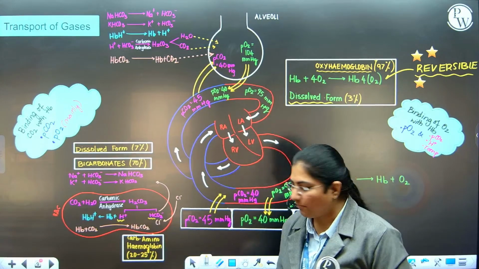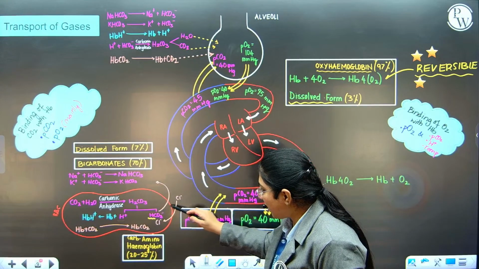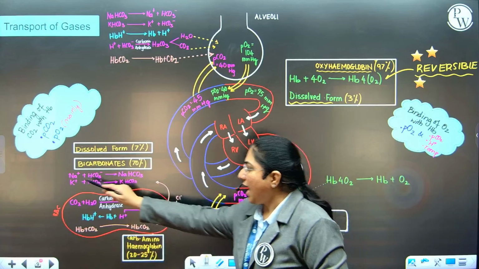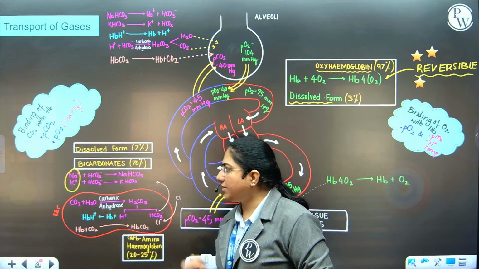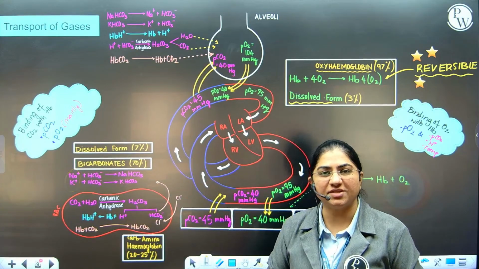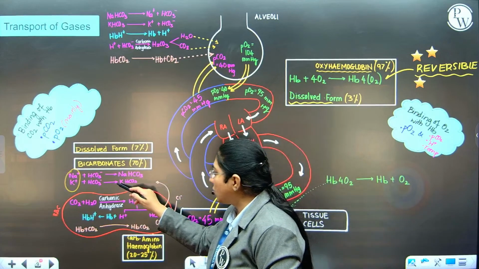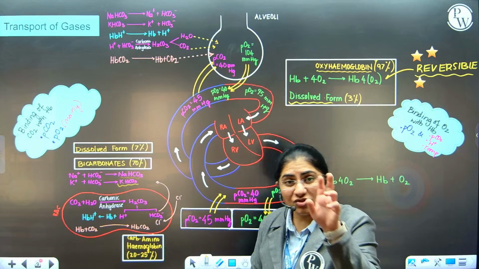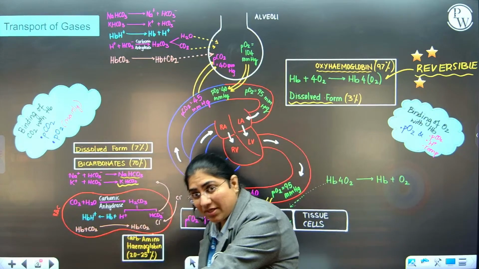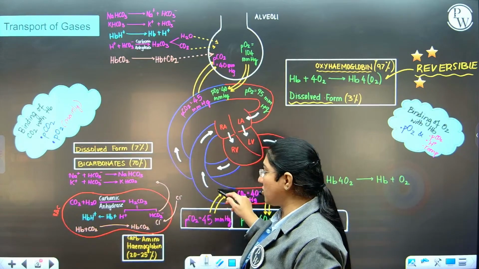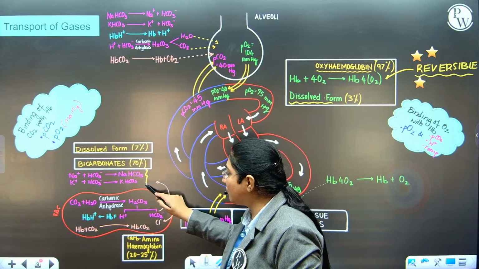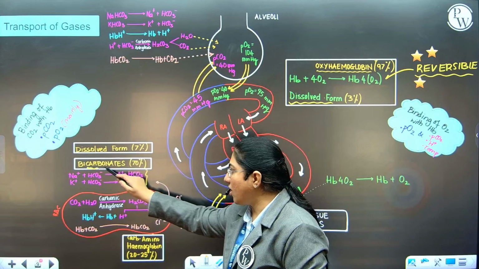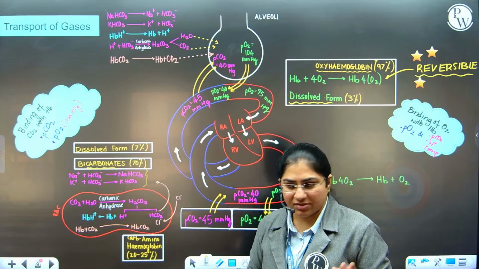HCO3 minus. HCO3 minus, that is bicarbonate ions, leave the RBCs, enter into the plasma and combine with the most abundant sodium and potassium present in the plasma to form sodium bicarbonate and potassium bicarbonate. So 70% of carbon dioxide in the deoxygenated blood is now in the form of sodium potassium bicarbonates, that is, in the form of bicarbonates.